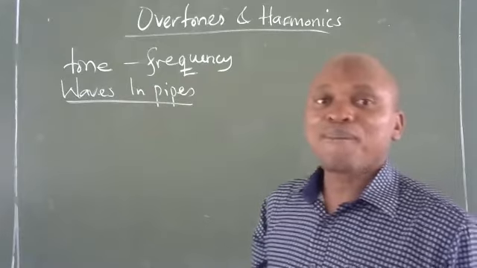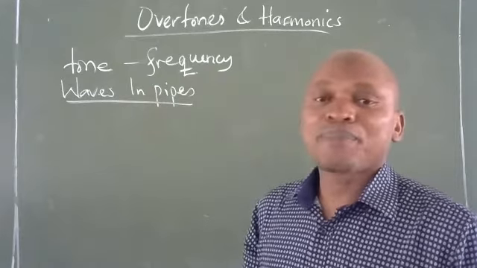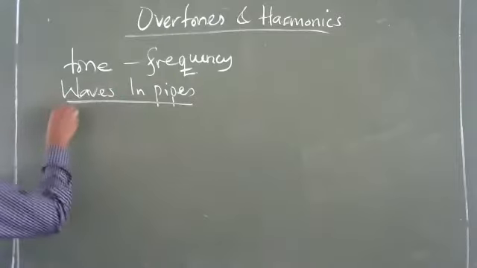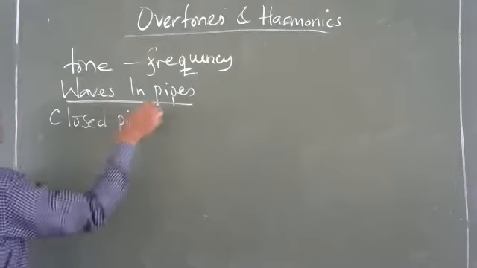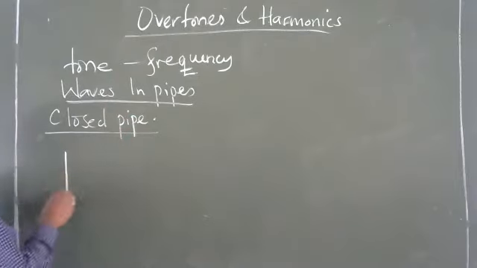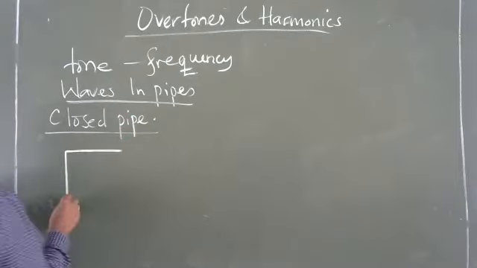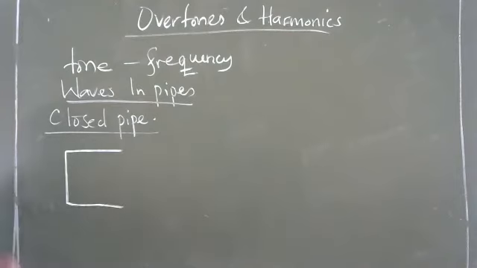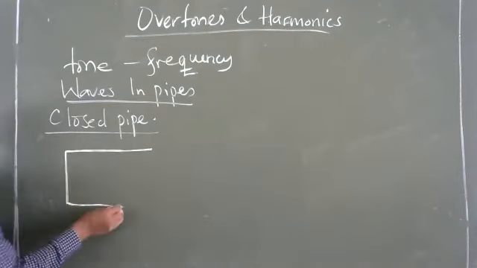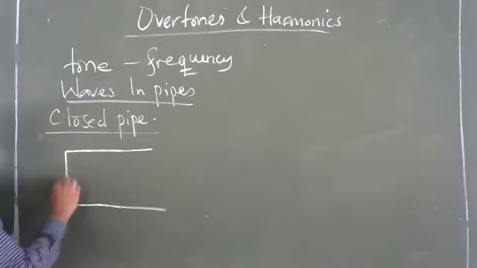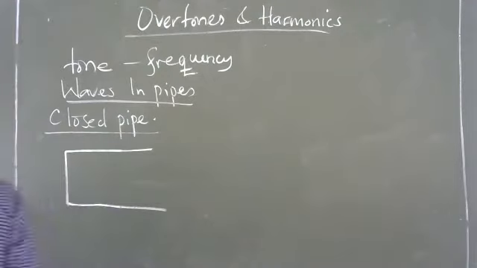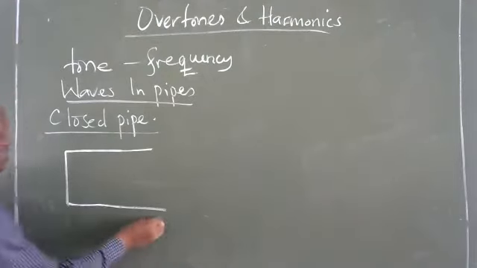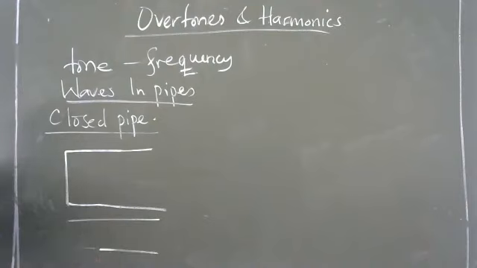Some pipes are open, other pipes are closed. So you look at, for example, a closed pipe. A closed pipe is something like this. It is closed at one end, and this end is open. Other pipes are open on both sides. Other pipes are like this. They are open on both sides.